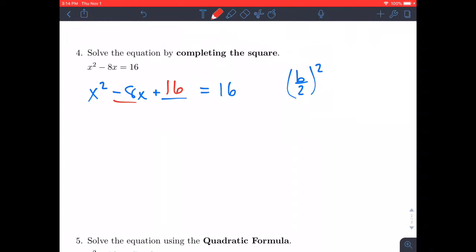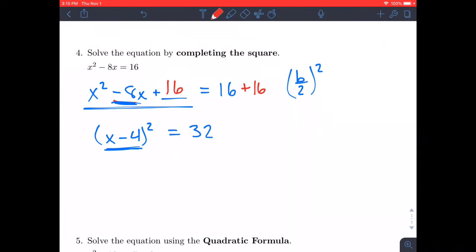But if we add 16 on the left, we have to add 16 to the right. So we have x squared minus 8x plus 16. This factors into x minus 4 squared. And 16 plus 16 is not 36, it's 32. When we factor this piece in here, this x minus 4, that's always going to be half of the b. So half of that negative 8 is what's going to be inside your parentheses when you factor.